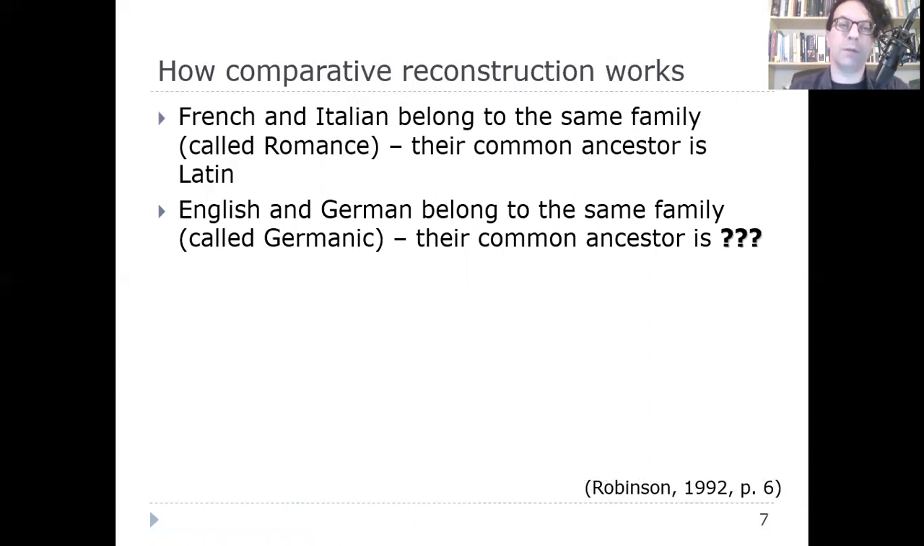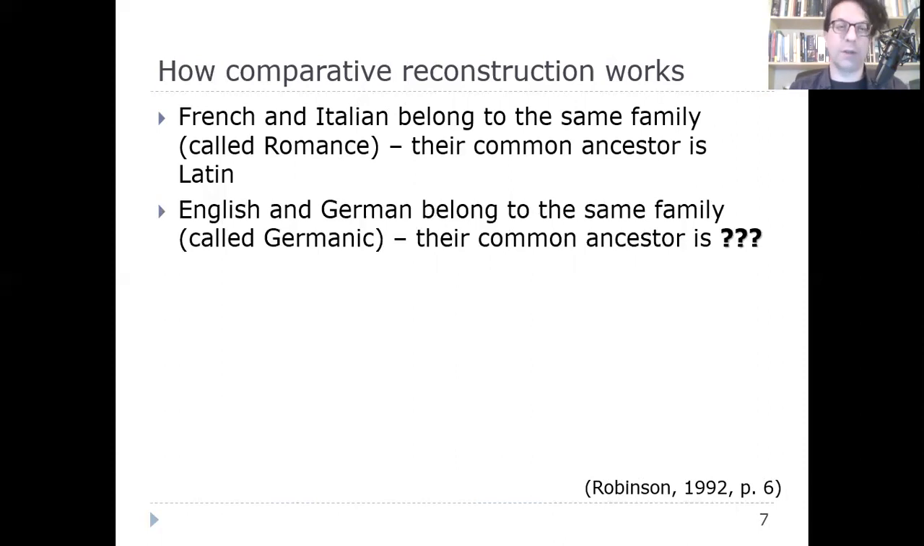English and German, to return back to our languages right now, belong to the same language family too. We call this language family the Germanic language family. But what is their common ancestor? Okay, we don't have anything like Latin, which would give us texts from 2,000 years ago or so, which would be something like Latin for present day Italian or for present day French. We simply don't have any texts like that, right?